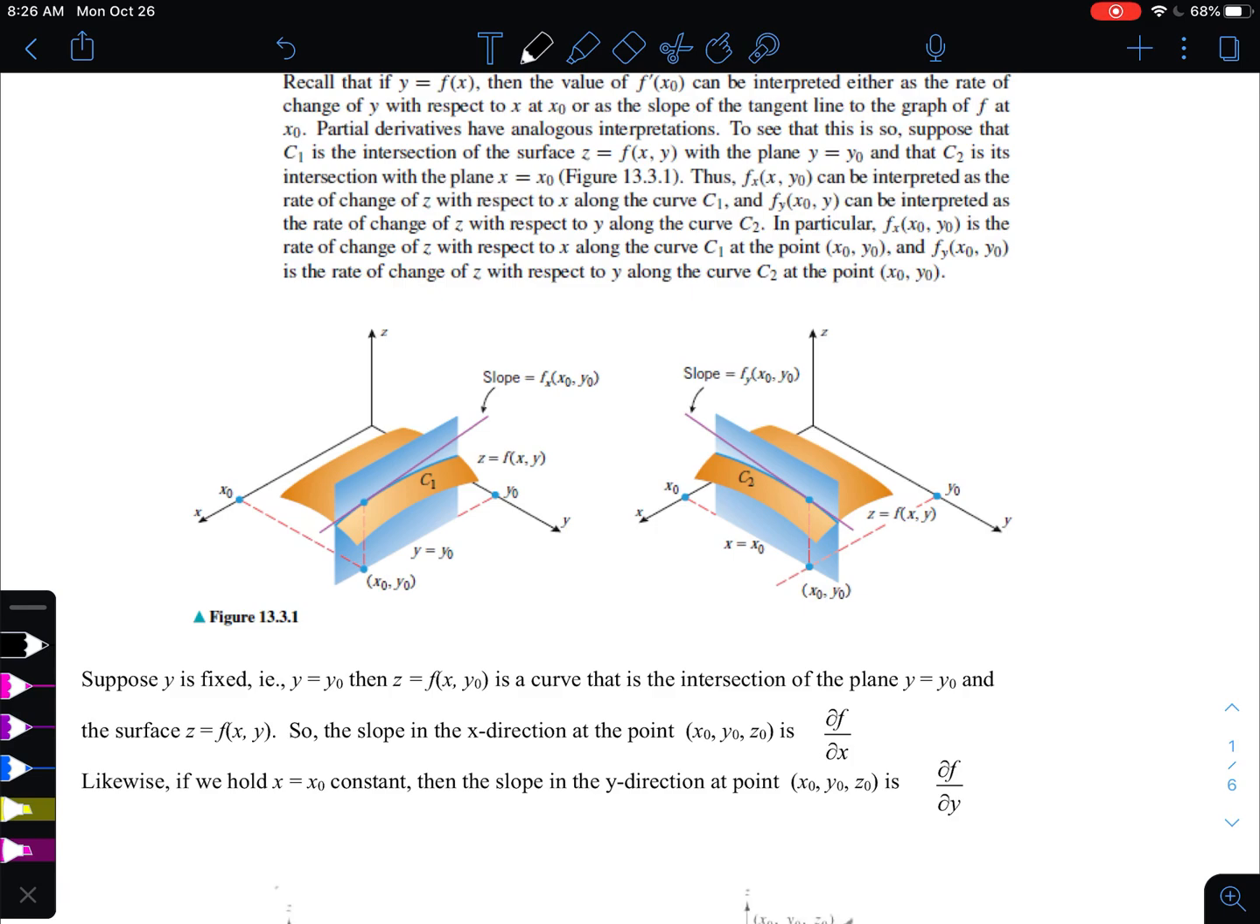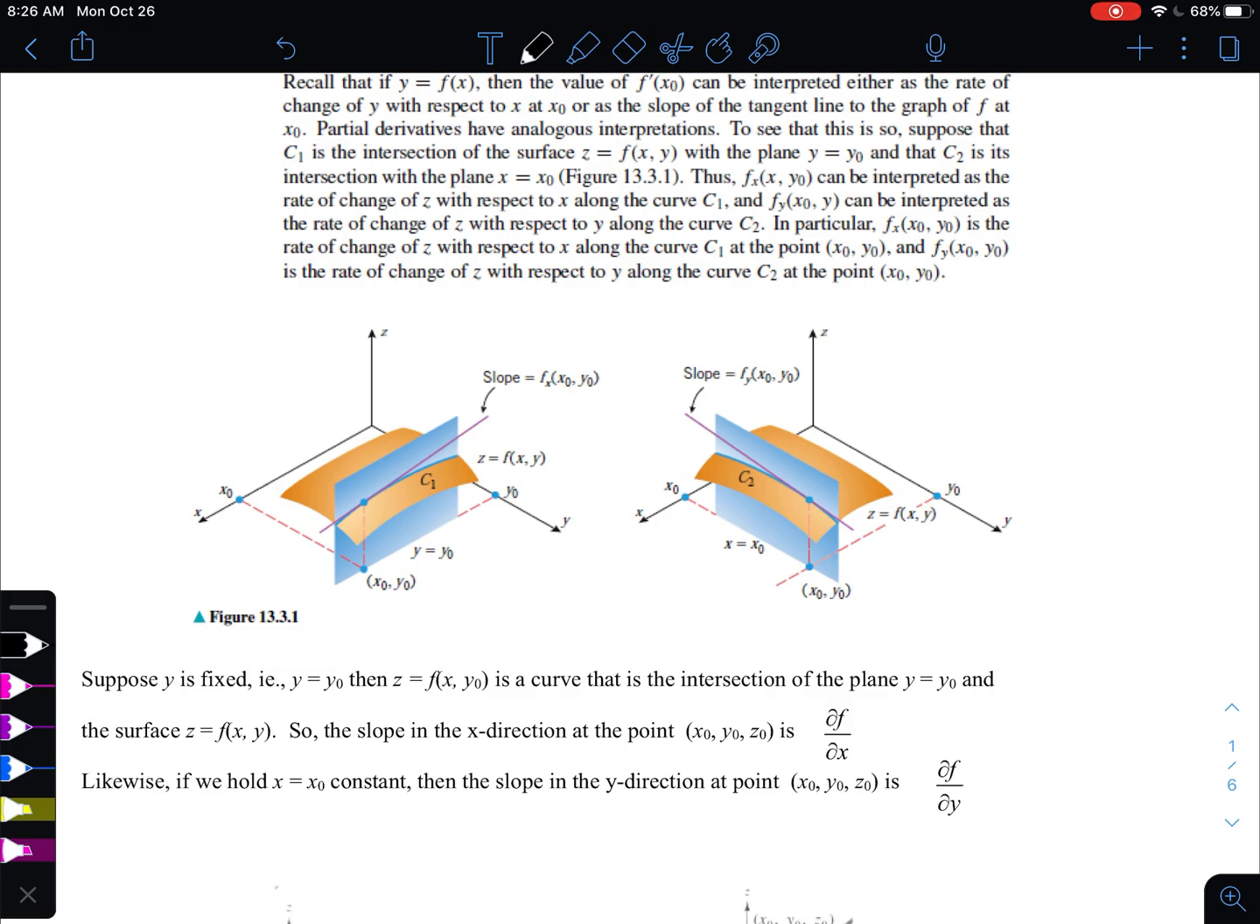It means that we're going to hold one of the variables, one of the inputs, constant, okay? So basically assigning a constant to be equal to the other variable. And that reduces the number of things that vary in our equation so that we can take a more traditional derivative.